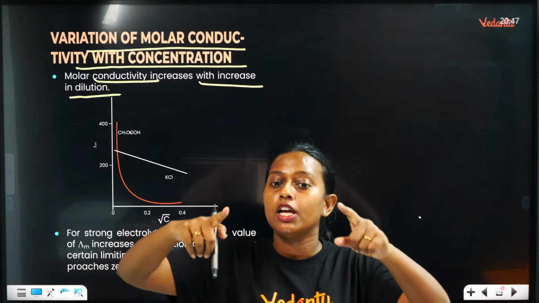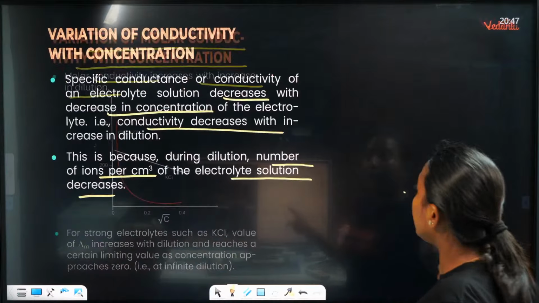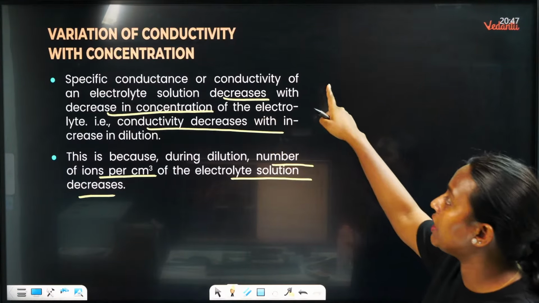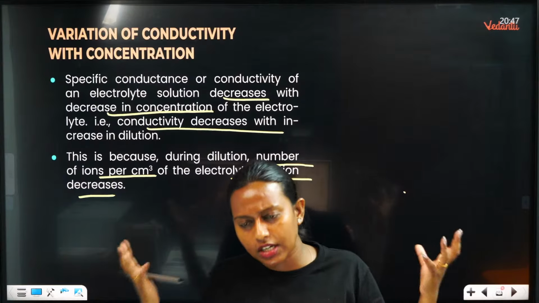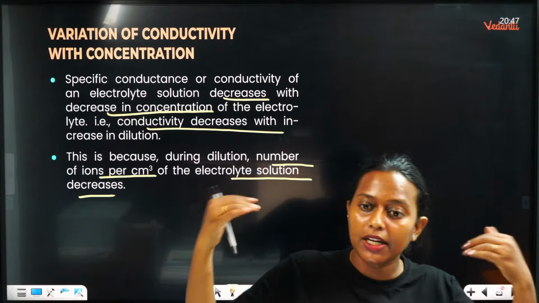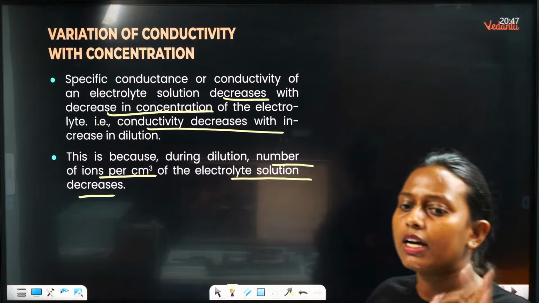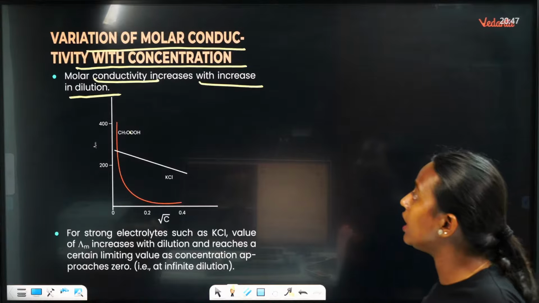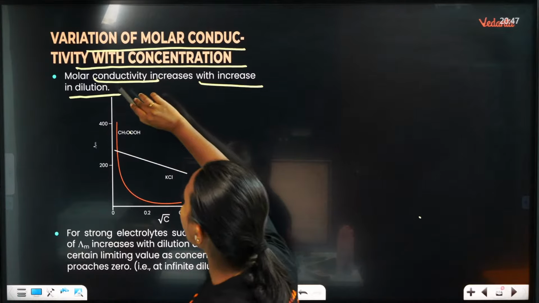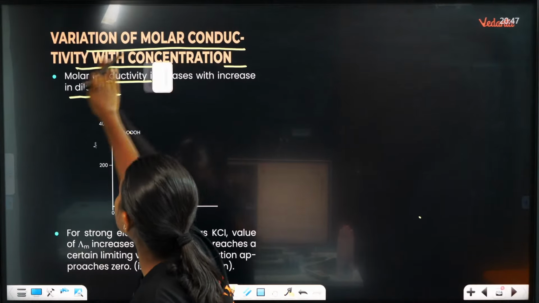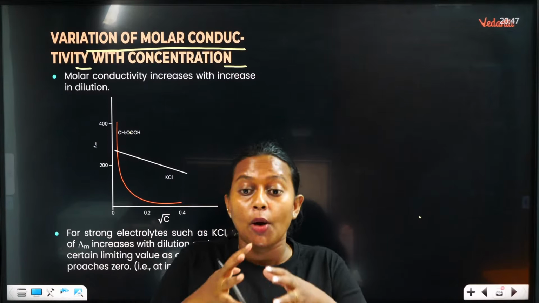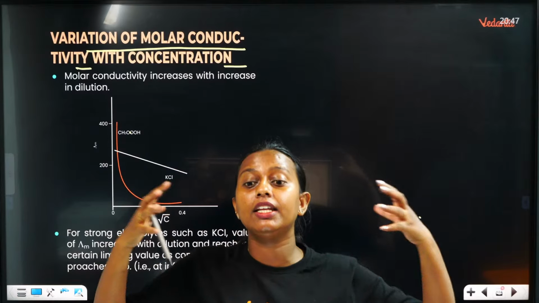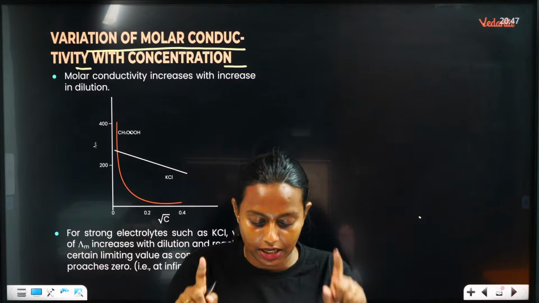Listen properly. What is mentioned here? Variation of conductivity. Normally when you increase the dilution, conductivity will decrease. But here you can see molar conductivity increases with the dilution. Listen properly, I will tell you why molar conductivity increases with the dilution.